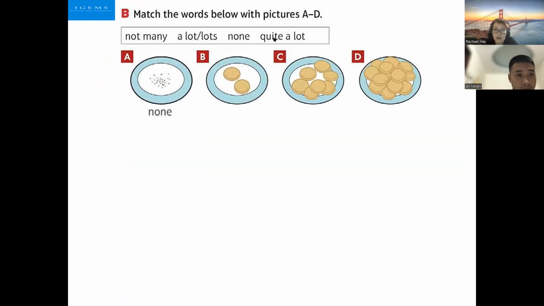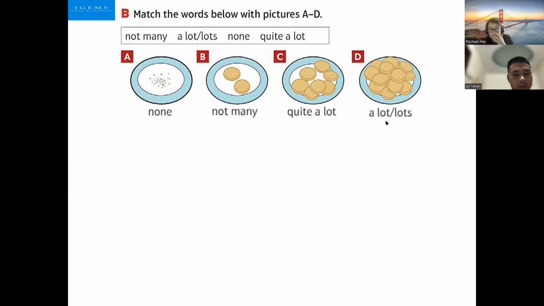Okay, so now we're going to put these words into place here. So A, they've already done for us. There is none. There are none left. Number 2, what do you think number 2 will be? Not many. Good. C, a lot. Okay, quite a lot. And then B will be a lot or lots.